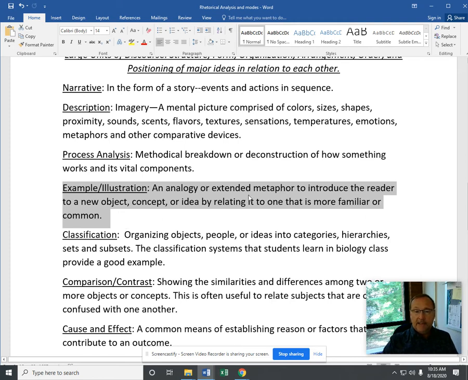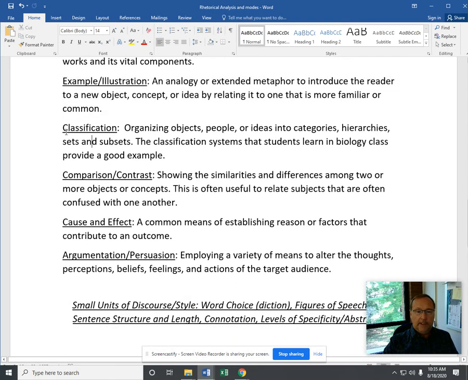An analogy or extended metaphor. So again, like I said before, when you're using description, you want to describe things in terms of something that other people are familiar with. And sometimes we use these so much that we don't even realize we're using them. But an analogy or extended metaphor introduces the reader to a new object, a new concept, or a new idea by relating it to one that is more familiar or common. All right, let's move along here.